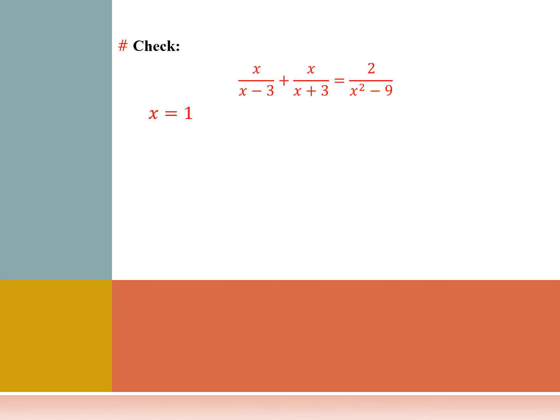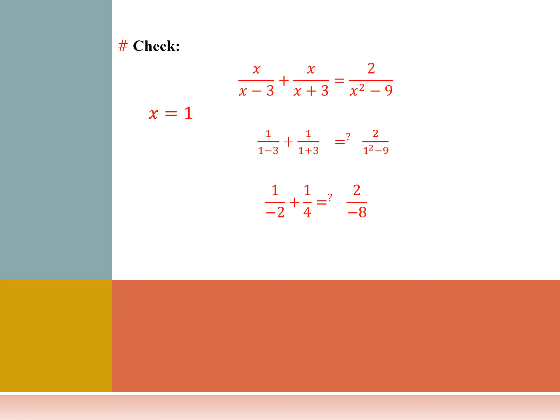Substitute x equals 1. We have 1 over 1 minus 3 plus 1 over 1 plus 3. Is it equal to 2 over 1 minus 9? We will see. So 1 over 1 minus 3 is 1 over minus 2, plus 1 over 4. Is it equal to 2 over minus 8? We will see when we find the least common multiple of 2 and 4. It's 4. Multiply 1 by 2.